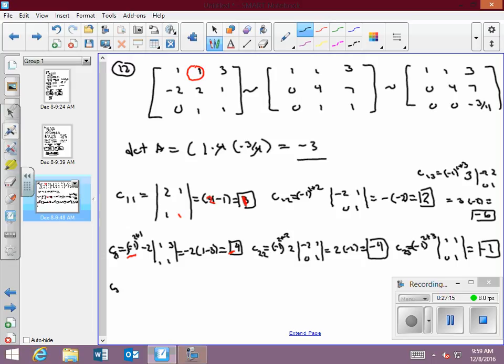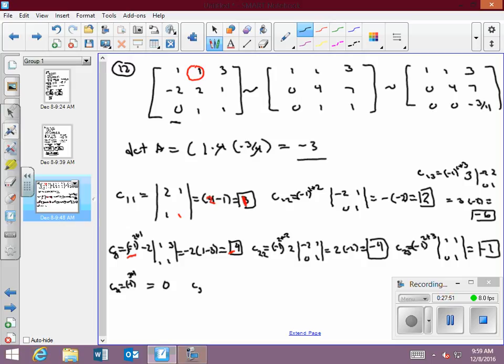Third row, first column: negative 1, 3 plus 1. So that's a positive. Well, that's a 0. So that's 0, right? Because 0 is 0. So this is 0. All right? Third row, first column is right here, so it's 0 times its cofactor. Okay.